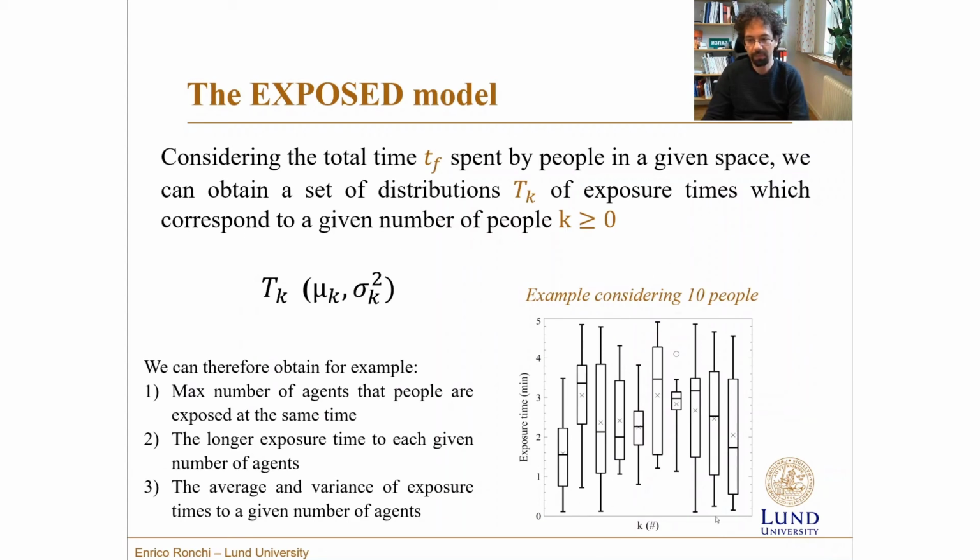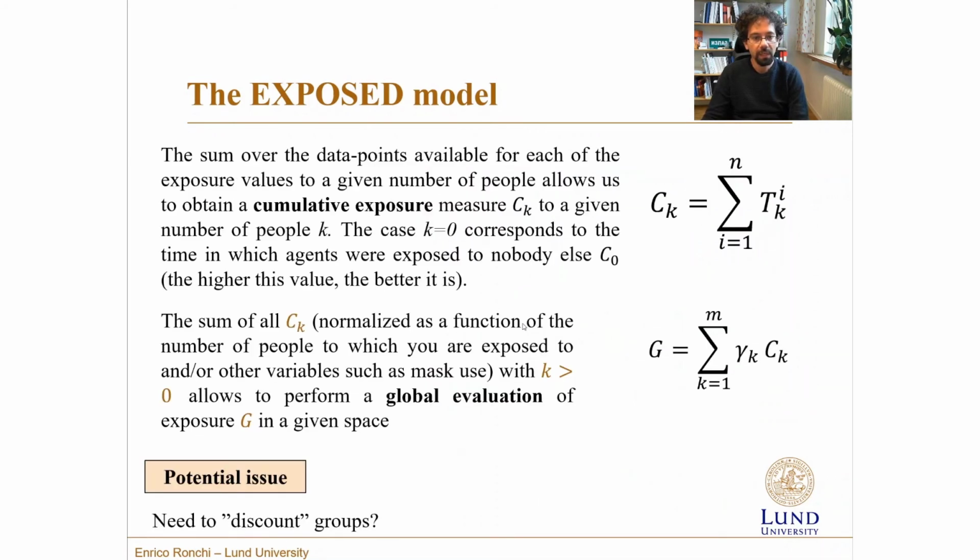So in this same example, if I have 10 people in total, I have 9 maximum people that I'm exposed to, and then I have all these distributions, which means that I can have several pieces of information concerning the max number of agents that I'm exposed to at the same time, each agent's longest exposure time, and the whole distribution information, so average and variance. Which means that if I do a summation over the data points available, I can get a cumulative exposure measure, which is very useful to compare different scenarios.